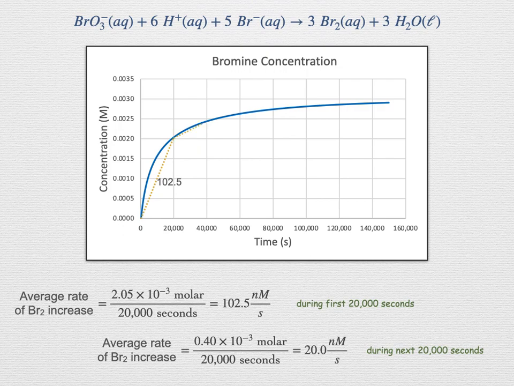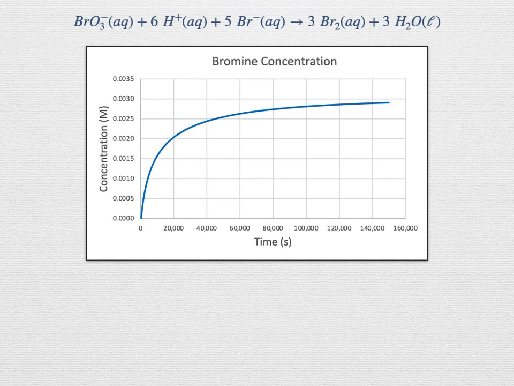The next time period, concentration at 60,000 seconds is 2.64. 2.64 minus 2.45, 0.19 times 10 to the minus 3 divided by 20,000, 9.5 nanomolar per second. I think you can start to see that the rate is continually slowing down, but if left long enough, it might finally stop. What if we were to look at shorter time intervals?